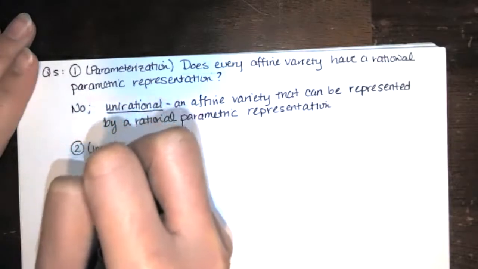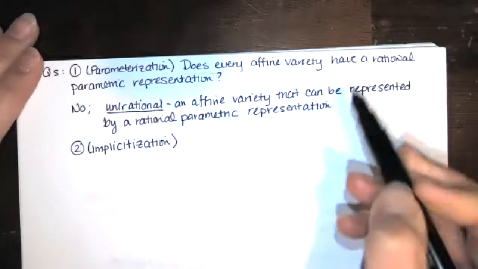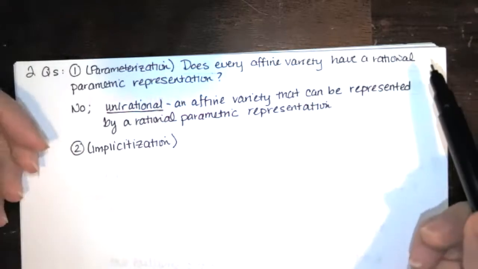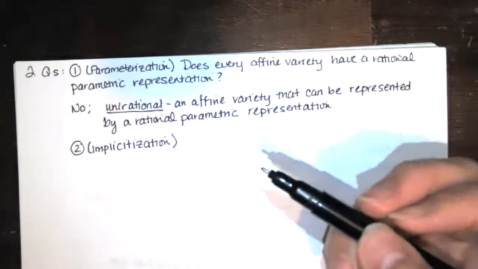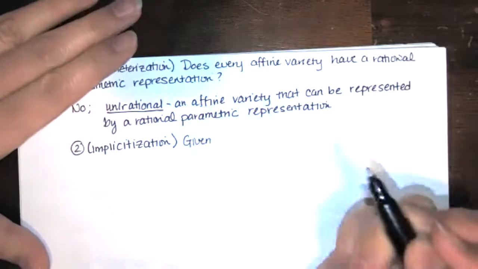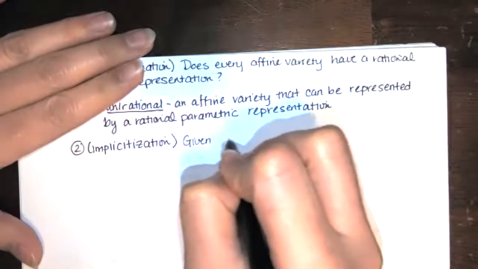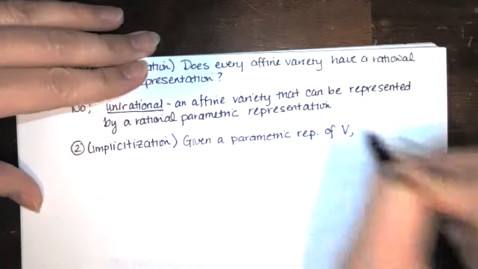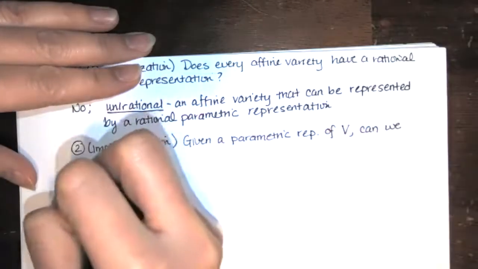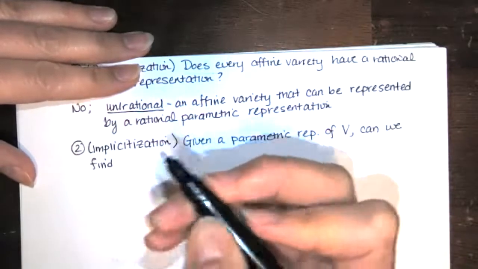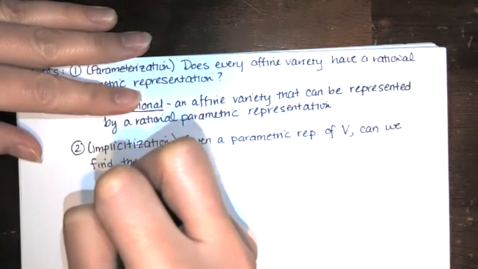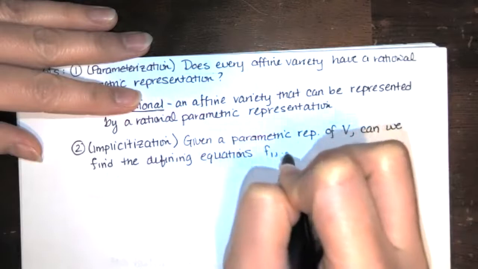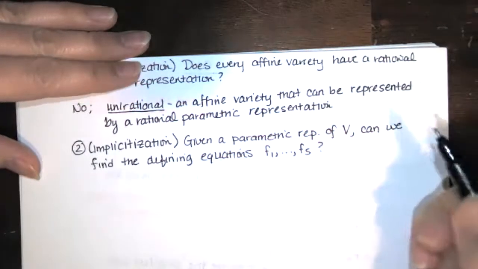The second question is sort of going in the other direction. Here, it's as if we have the polynomial functions f sub 1 through f sub s, and we're asking ourselves, can we get a rational parametric representation? Here we're going the other way. And this says, given a rational parametric representation of a variety, or not even a rational one, just given a parametric representation of a variety, can we find the original equations, f sub 1 through f sub s? Or in other words, can we find the implicit representation of V?